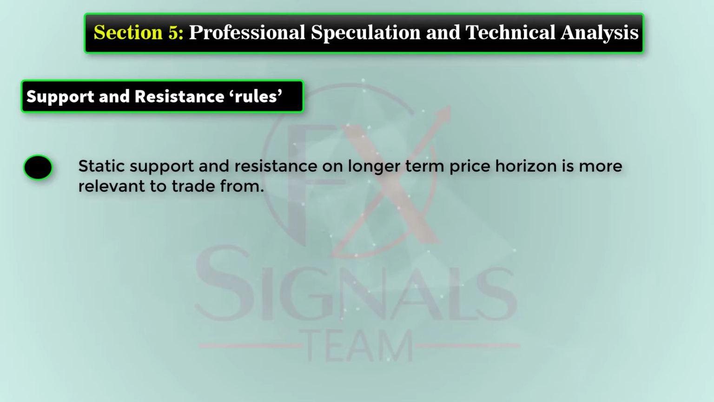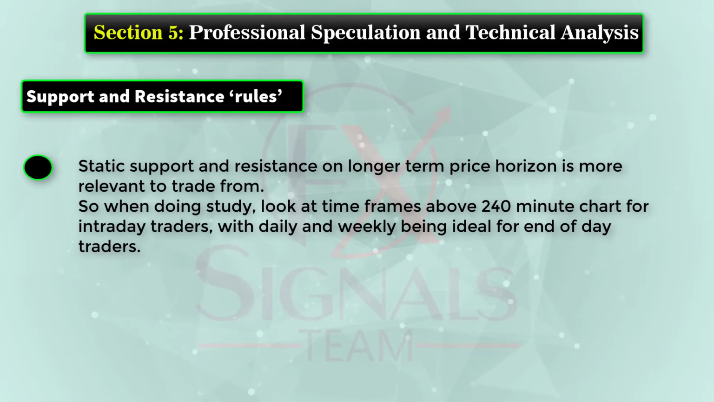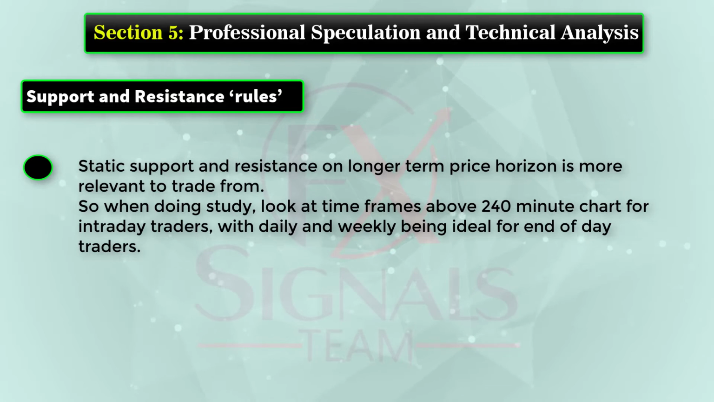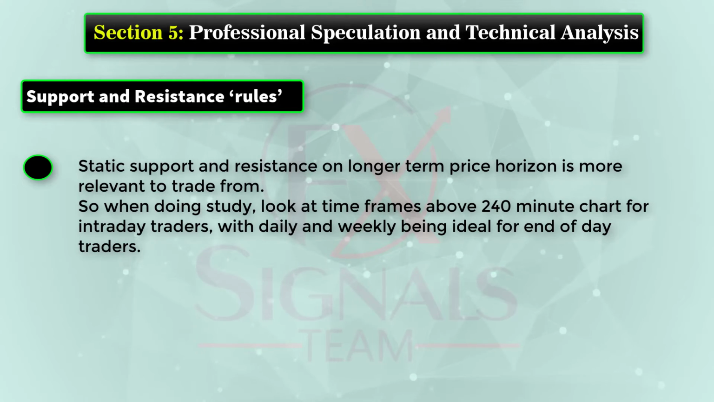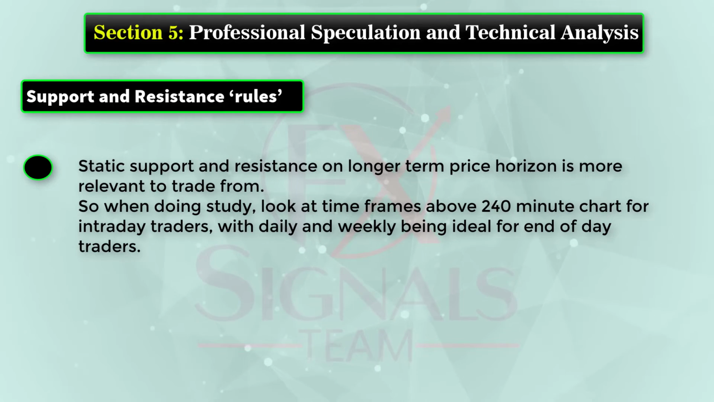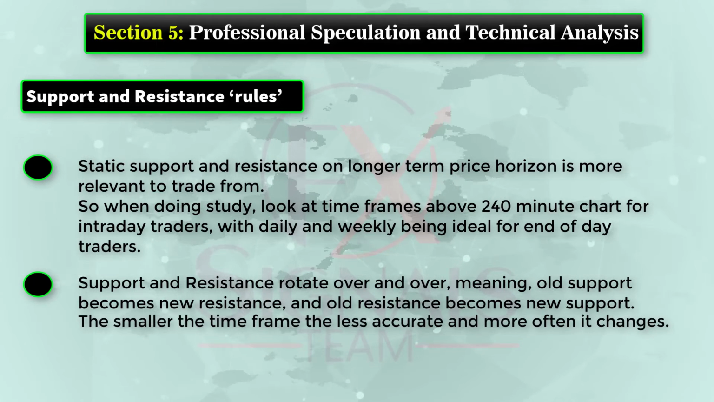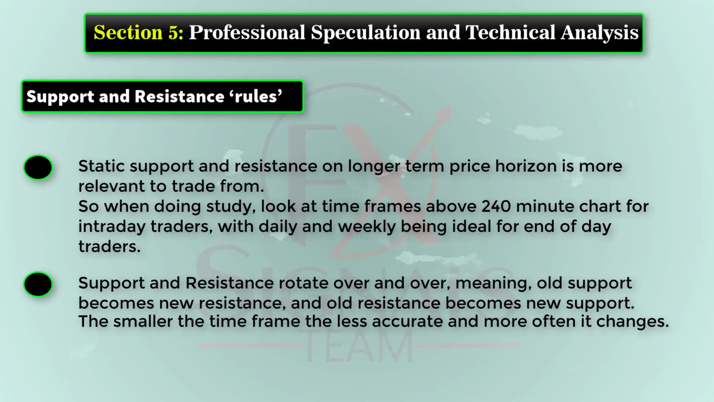Static support and resistance on a longer-term price horizon is more relevant to trade from. So when doing study, look at time frames above the 240-minute chart for intraday traders, with daily and weekly being ideal for end-of-day traders. Support and resistance rotate over and over, meaning old support becomes new resistance, and old resistance becomes new support. The smaller the time frame, the less accurate it is and the more often it changes.